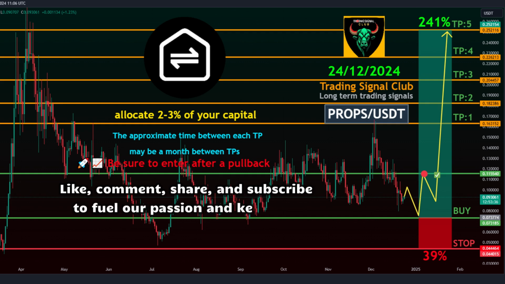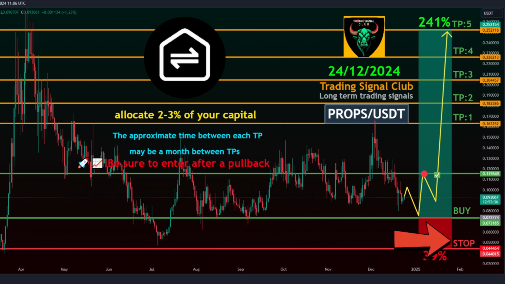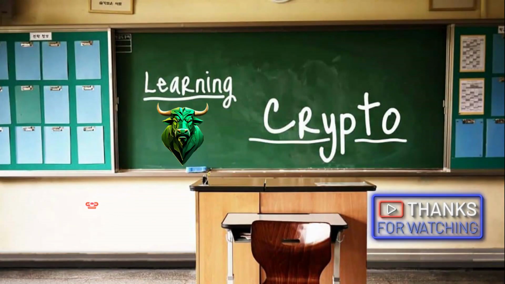Trading style: spot. Target time frame: about a month between TPs. Entry levels: 0.073 to 0.115. Take profit targets: Target 1, 0.163. Target 2, 0.182. Target 3, 0.204. Target 4, 0.226. Target 5, 0.252. Stop level: 0.044.